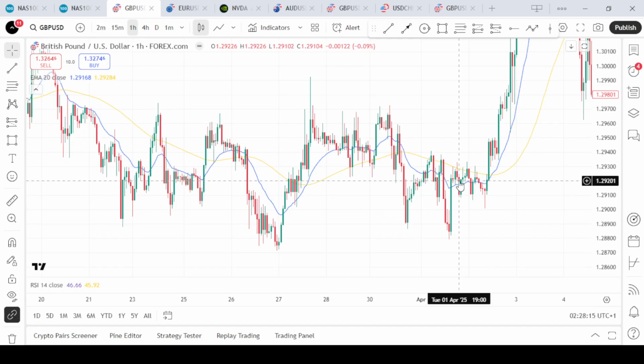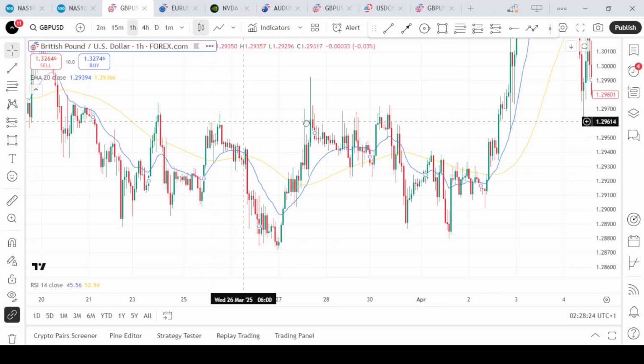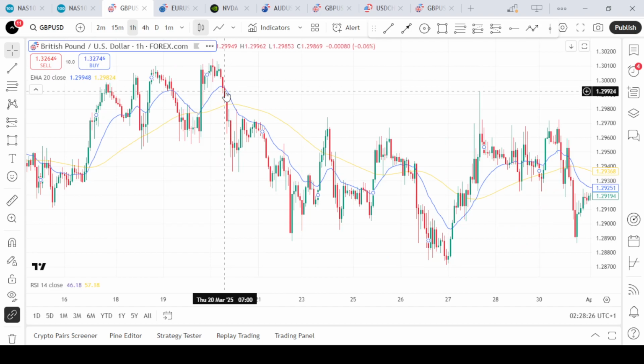Conversely, when the short-term moving average trades below, or crosses below, the long-term moving average, where the blue line crosses below this yellow line, this signifies a downtrend.